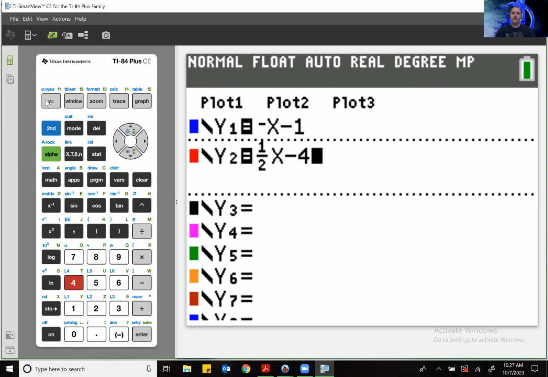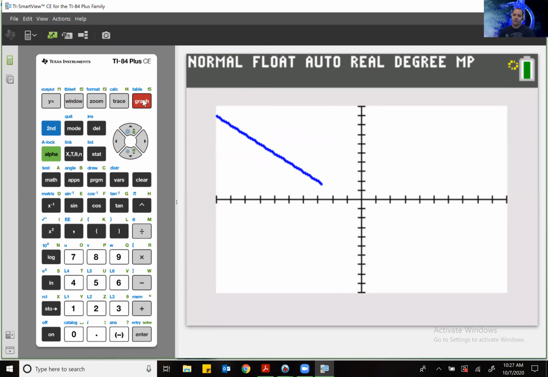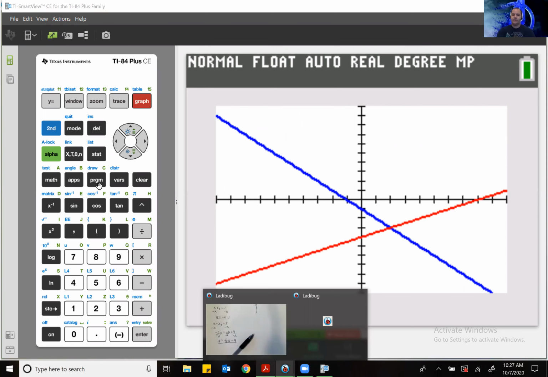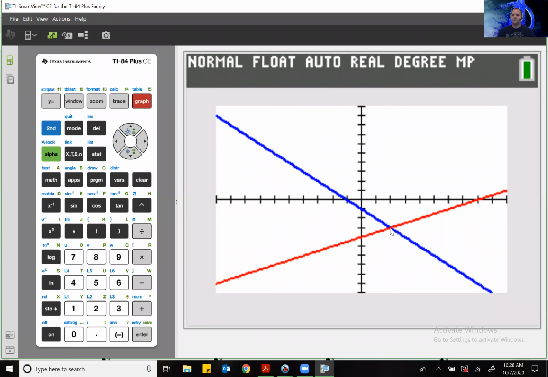So from here, all we're going to do is hit graph. And this is what we need to get into the My Math Lab. And you can see what kind of answer we're going to have. So based off of this picture, will we select the A, the B, or the C? The A, because it definitely hit at one point. So you'll select the A, and does anybody know what this point is?